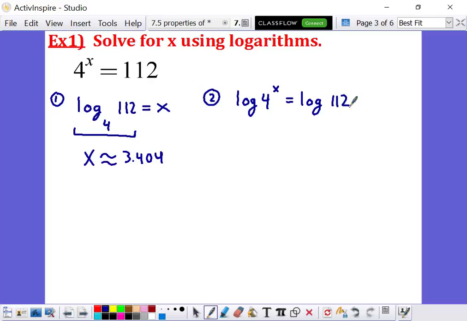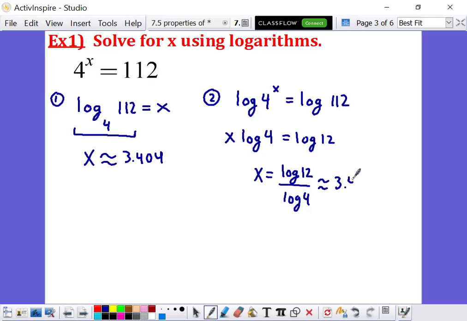Well, then what happens here is we can use a 7.5 property, the power property, and look at this exponent x. We can slide that out into the front as multiplication. So it's x times log 4 equals log 112. And then to solve for x, we just divide both sides by log of 4. And there it is. That's just the same log that I had in the first method, just evaluated using the change of base formula. So again, that would give us our same approximation, 3.404.